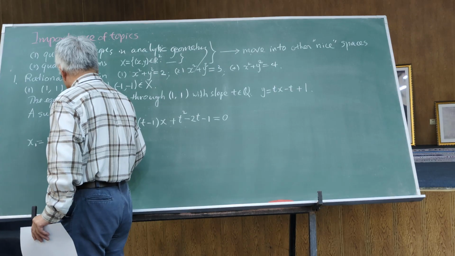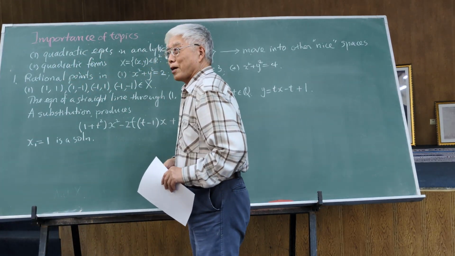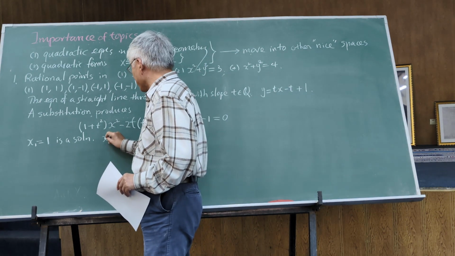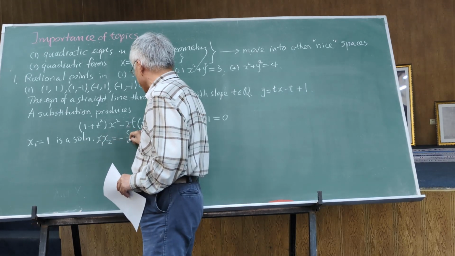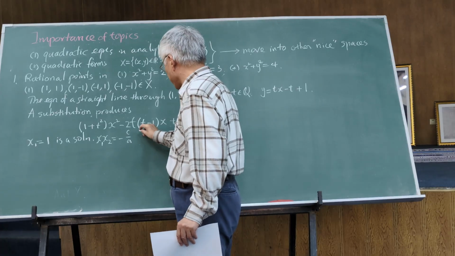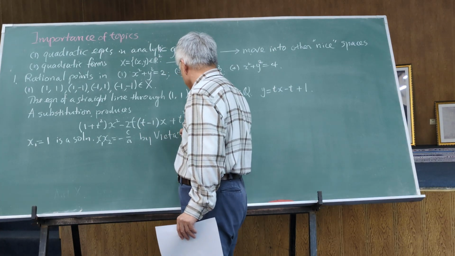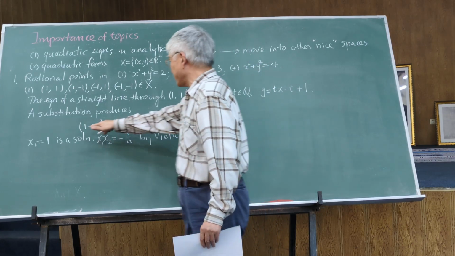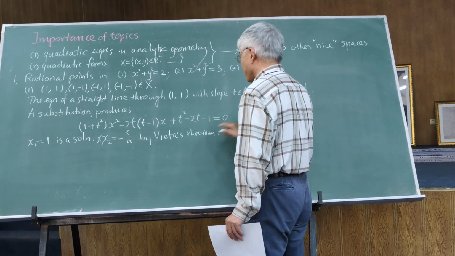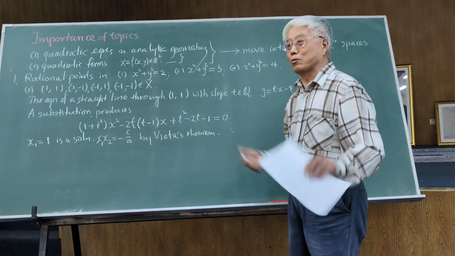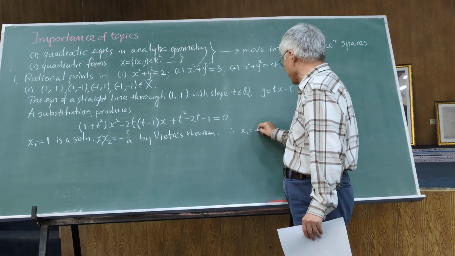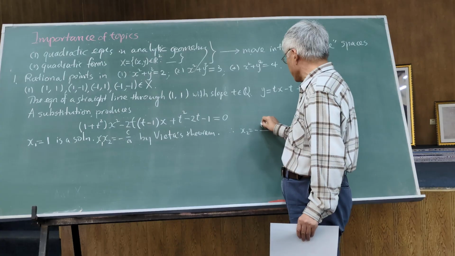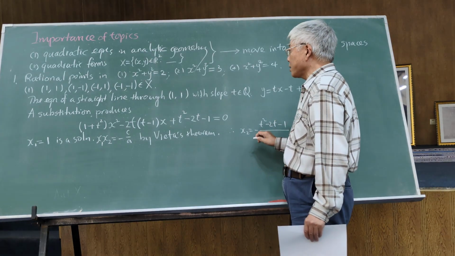It is the solution, for people who like the word solution instead of root. How about the other root? We're going to find it from here. The other root, let us say, is x2. But x1 times x2 is equal to c over a, by Vieta's theorem. This is your c here and this is your a there. So x2 is equal to c over a, and since x1 is 1, dividing by it doesn't do anything. C is t squared minus 2t minus 1, and a is equal to 1 plus t squared.